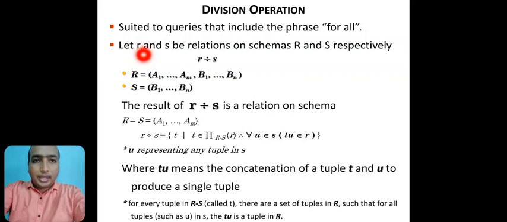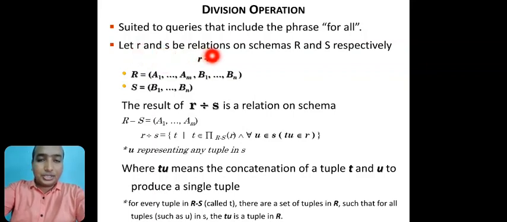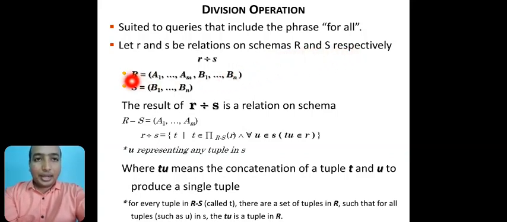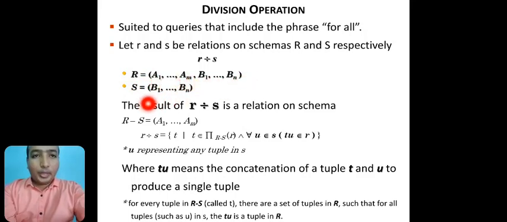This small letter R and small letter S, they are the relations on the schemas where capital R and capital S respectively. And this capital R is having the attributes A1 to AM and B1 to BN, followed by your S, which is having B1 to BN. So remember this relational way how you are going to represent your relations and the relations on the schema R and S. The result of this R division operation S is a relation on your schema.